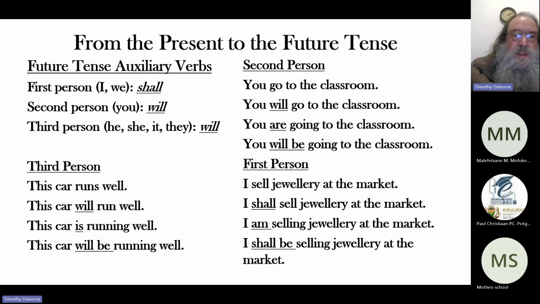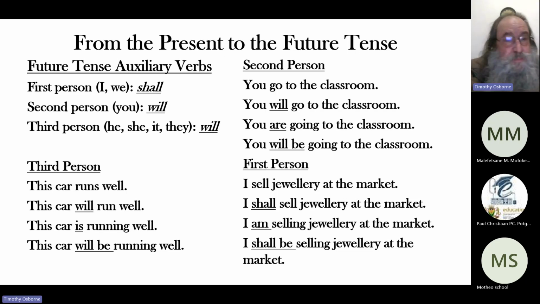Right? Again, we have here the simple present tense. Sorry, the continuous present tense. You are going to the classroom. You see the going, always for the continuous form, you've got that ing. And here you've got in the future continuous, you will be going to the classroom. And you'll see that in these cases, I've underlined all the auxiliary verbs, right? And finally, we have the first person.